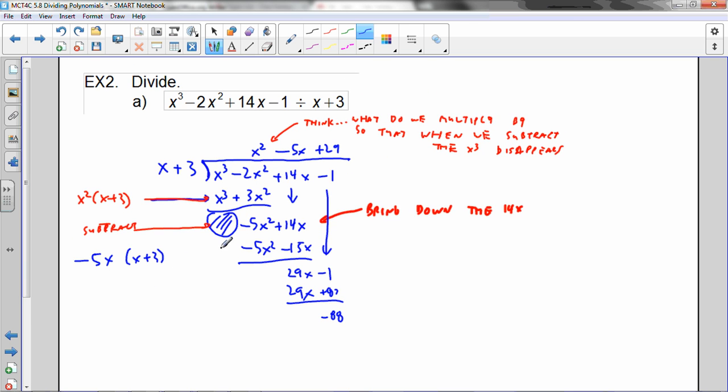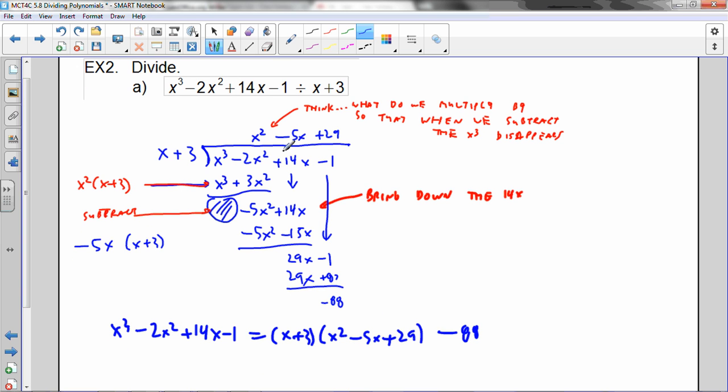Okay. Notice that at the end of this, how we sum this up is to write what's called a division statement. So this division statement is: the thing that I started with is equal to the x plus 3 times the quotient plus the remainder. And notice what that means. It means x plus 3 doesn't divide evenly into this thing. Whenever there's a remainder, it doesn't divide. So that's the divisor. That's what we're dividing by. Quotient is the answer to a divide question, and there's the remainder.